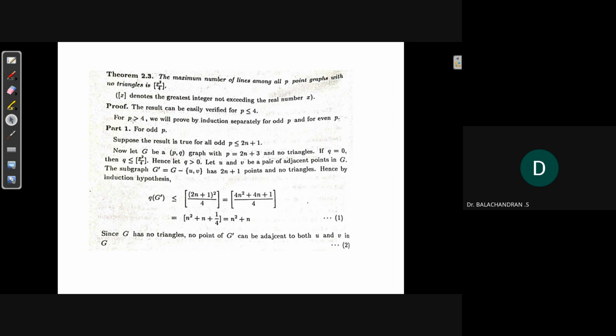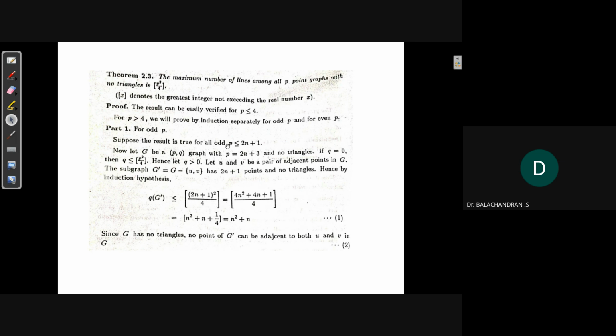Now we are going to prove the result is true for P greater than 4. We are going to prove by mathematical induction separately for odd P and even P. Case 1, or part 1, is P is odd. Case 2, or part 2, is P is an even number.